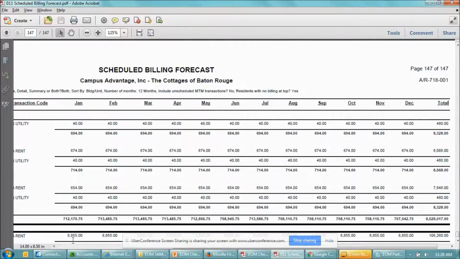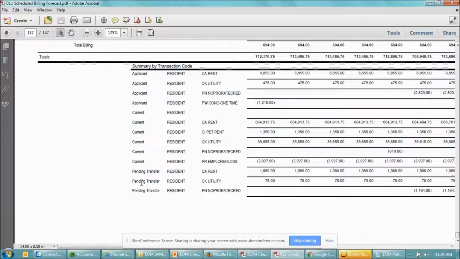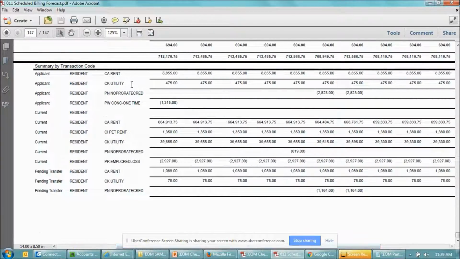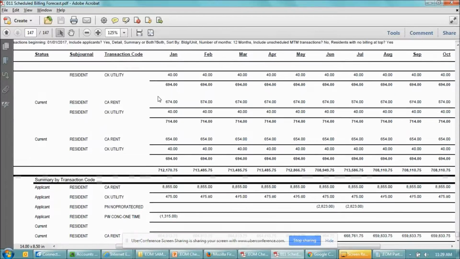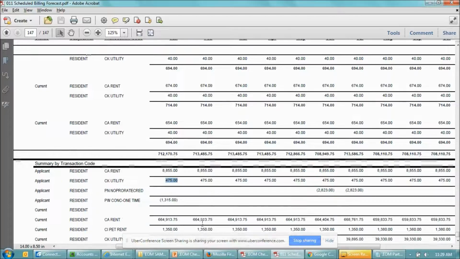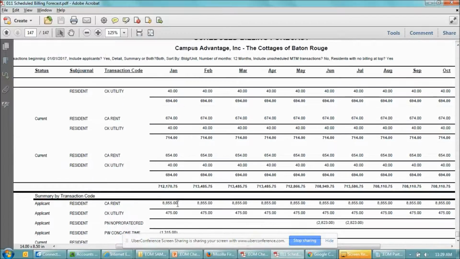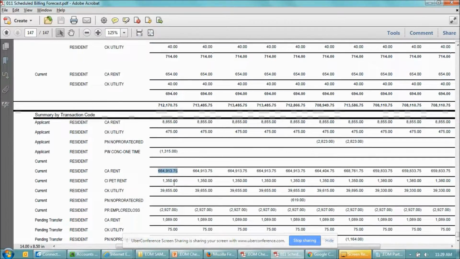And then jump all the way to the end of the report. At the bottom of the report, there are these codes, this summary that identifies the code totals for each. From the columns at the top, we have January, February, March, April. So what this means is in January, for applicants, we have $8,000 scheduled to book. 8,000 in February, and same for utilities, 400 scheduled to book in January for applicants. But even further down, for current residents, we have $6,000 scheduled to book in January. So we'll want to make sure that that is correct as well.